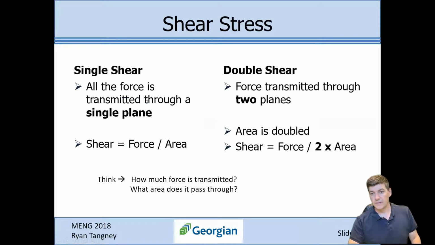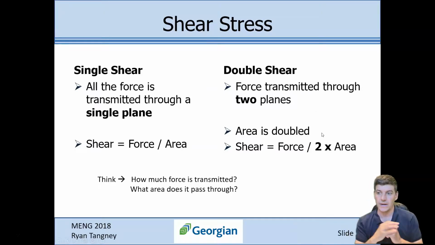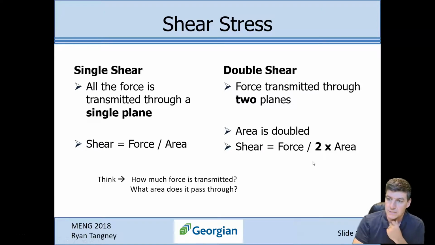So single shear, everything goes through a single plane, and our shear is force divided by area, as we've learned so far. In the case of double shear, the force goes through two planes, or we have two spots where we have a failure. So my area is doubled when I do my calculation. My double shear is going to be force divided by 2 times the area. We can always figure this out by thinking about how much force is transmitted and what area it passes through. In the case of a double shear, looking at that middle section, the area has doubled because I have 2 failure planes.